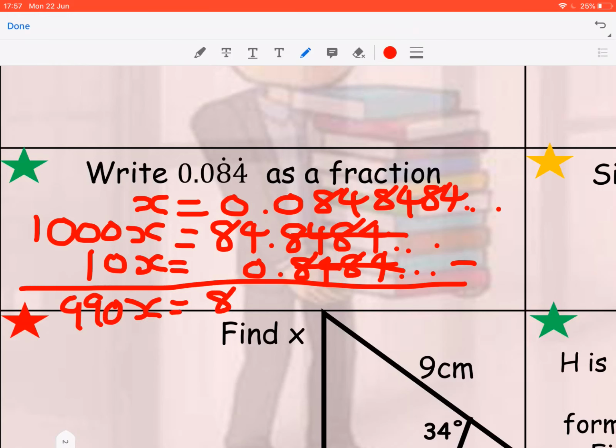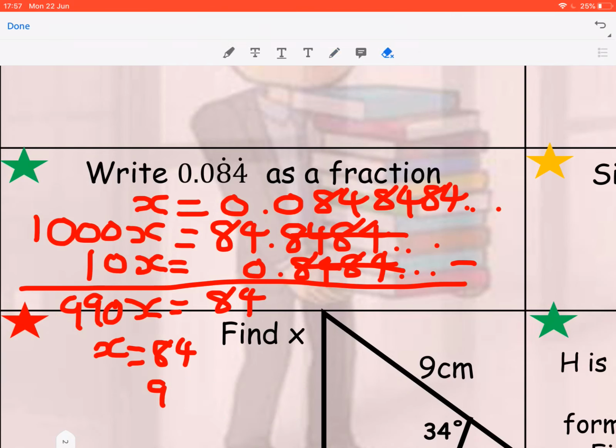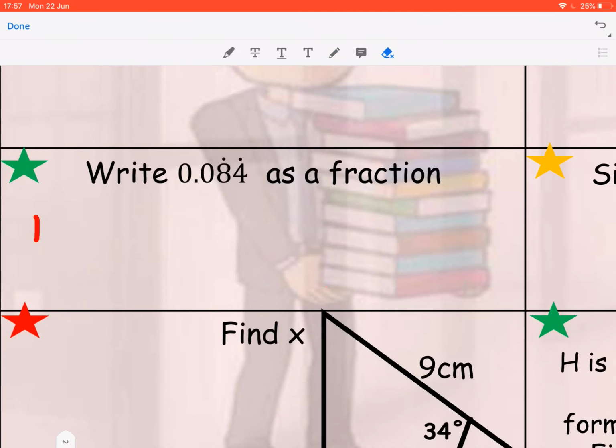84 take away 0 is just 84. And if I divide through, I know that x equals 84 over 990. And if you simplify down, you may get an answer smaller than this. I get 22 over 225. Okay, I can't think of an answer, 21, sorry, over 225. I can't think of an answer smaller than that. Maybe 7 over 75 works as well. Okay, just simplify it as much as you can. But the main work is done at the top.